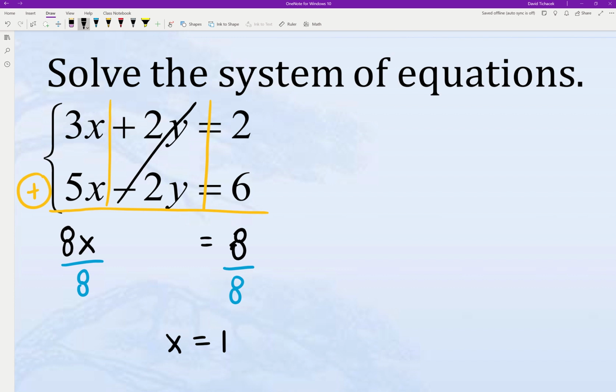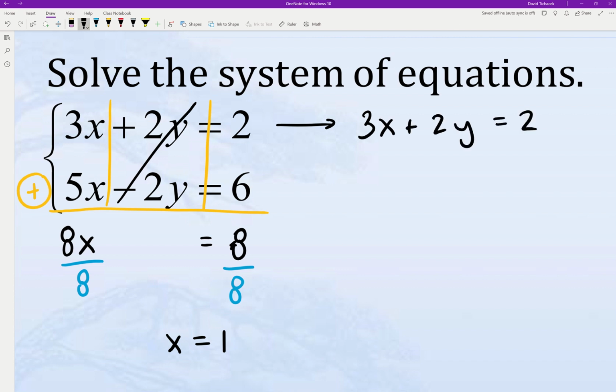Now, that's not our final answer because remember that in a system, when you solve it, we need to come up with a value for both x and y. So what we're now going to do is pick one of our original equations, plug our x value back in, and solve for y. In terms of which equation you pick, it does not matter. You could pick either one. I typically try to pick the equation without any minus signs or negatives in it. I also try to pick the equation that has smaller numbers in it. So for that reason, I'm going to pick this first equation, the one that says 3x plus 2y is equal to 2.